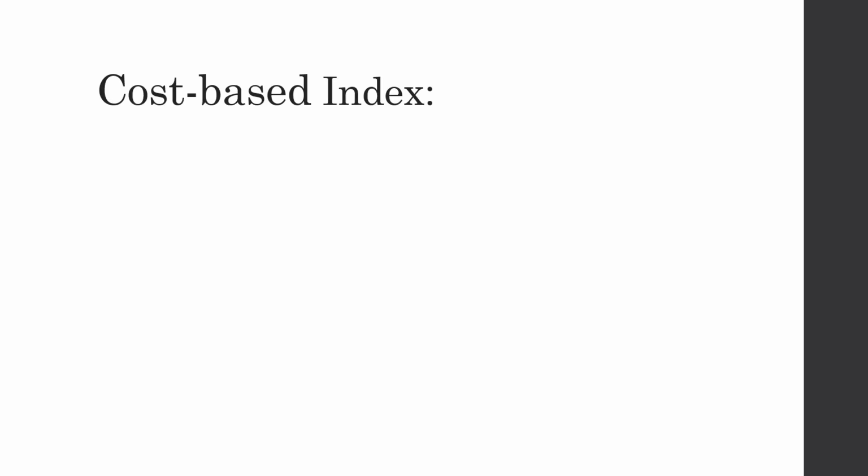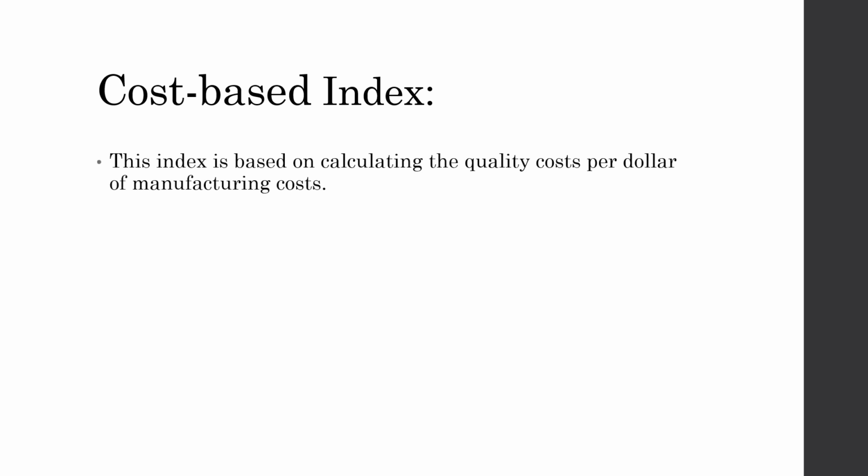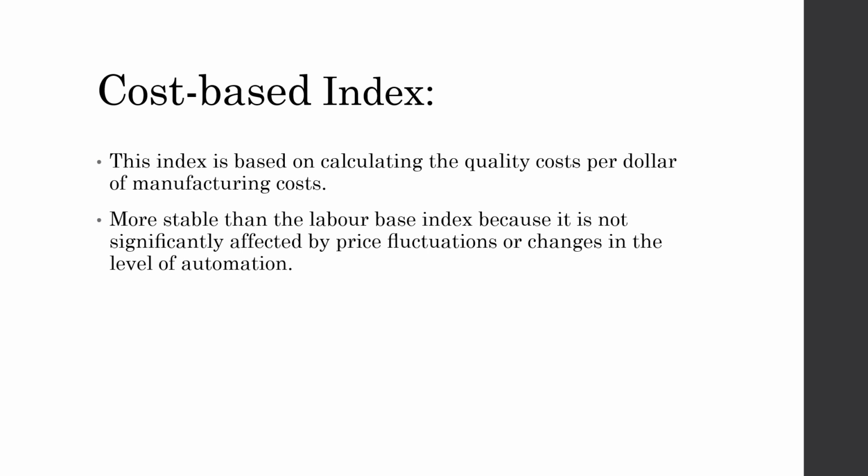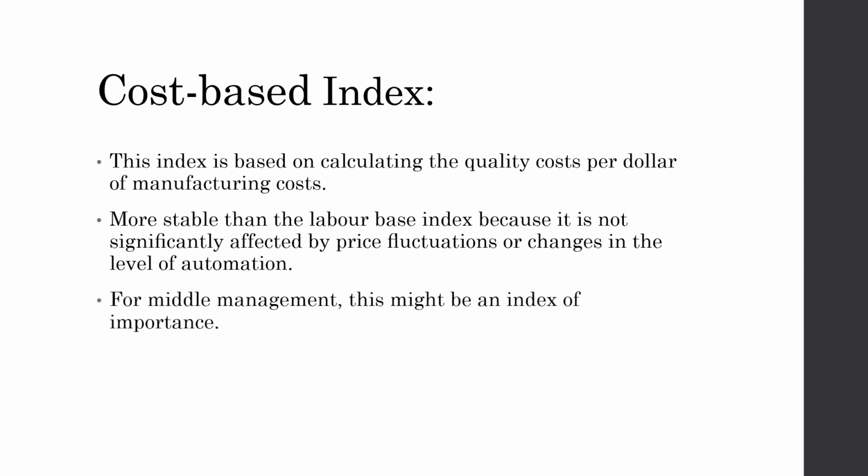Now let us look at the cost-based index. This index is based on calculating the quality costs per dollar of the manufacturing costs. Direct labor, material, and overhead costs make up the manufacturing costs, and the relevant information is readily available from accounting. This index is more stable than the labor-based index because it is not significantly affected by price fluctuations or changes in level of automation. For middle management, this index might be of importance.